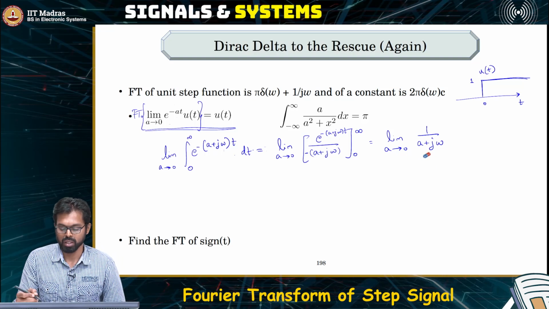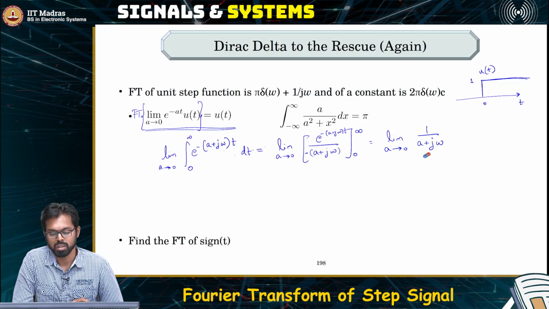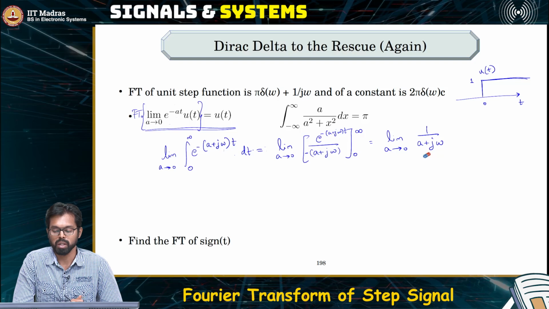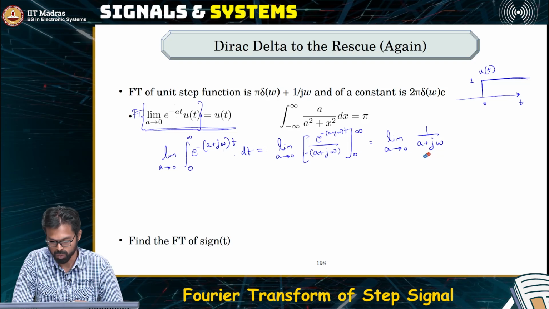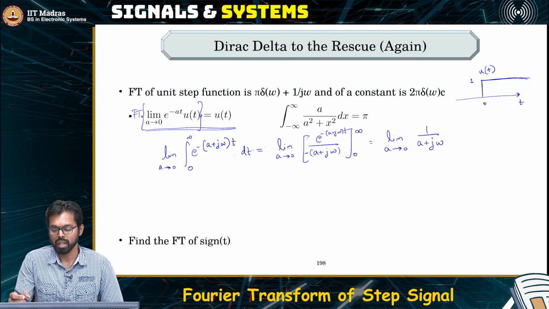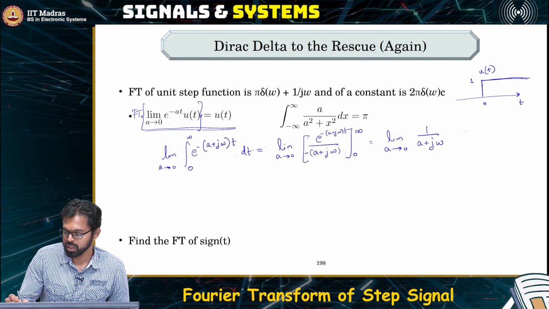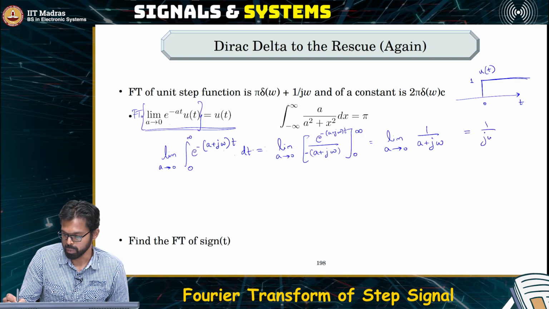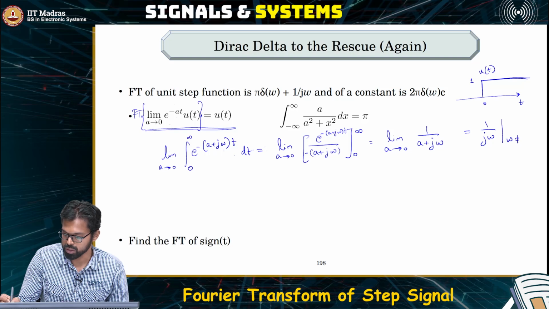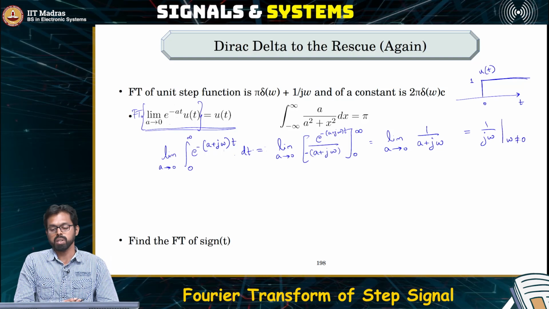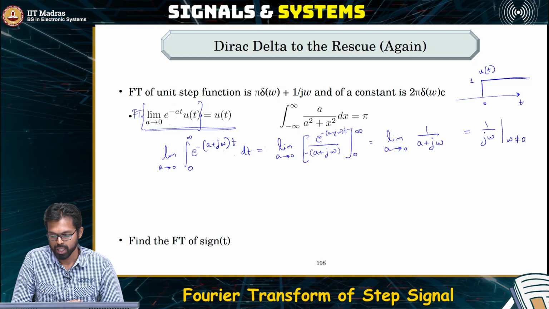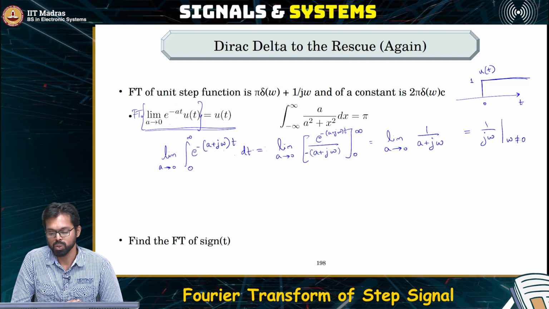It appears easy to apply the limits, but the main problem comes when omega itself is equal to 0. When omega is not equal to 0, you apply the limits and you will simply get 1 by j omega. But what happens when omega is equal to 0? Then that is a tricky situation.